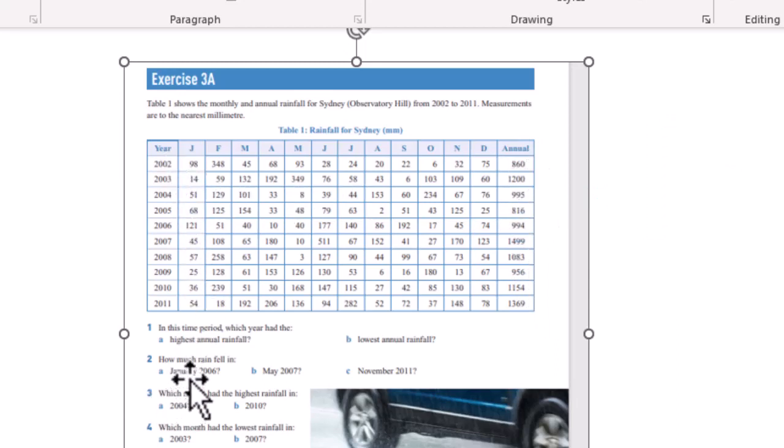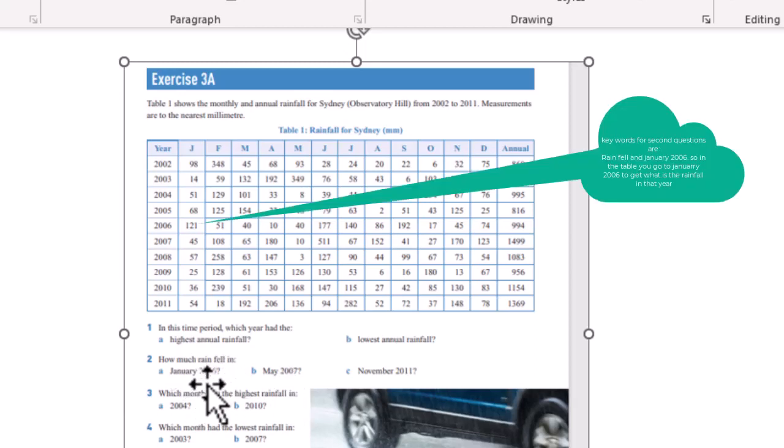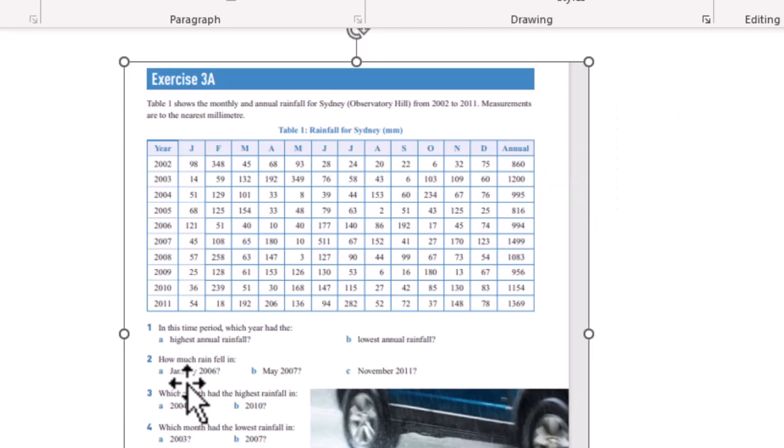The second question, how much rain fell in January 2006 and in May 2007? So how much rainfall in January 2006? So here the keywords is January, so you look at January, and the other keyword is 2006, so you look at 2006. And from table you can see that the rainfall is 121 millimeters. So here what are the keywords? May, so we go to May, and 2007, so the answer is 10 millimeter, which makes sense because in Australia in May we don't have rainfall.